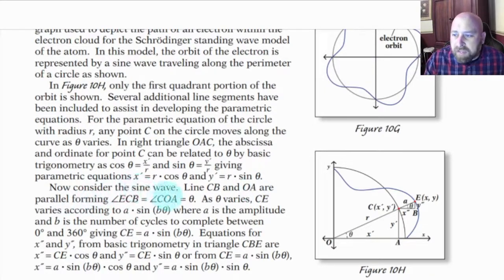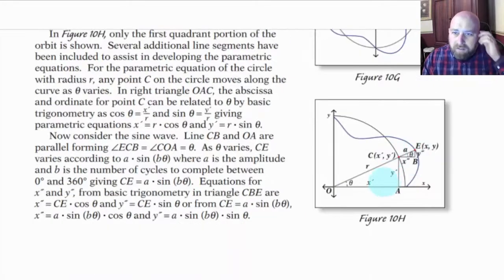Now consider the sine wave. Line CB and line OA are parallel, forming your angle ECB. Where's ECB? This one out here. E. Where's C? Right here. Where's B? Right there. Can't really blow this up just the way I've got it set up on my computer, but you should be able to see this in your book. You should be able to look closely at it, even magnify it if you need to see what's going on there.